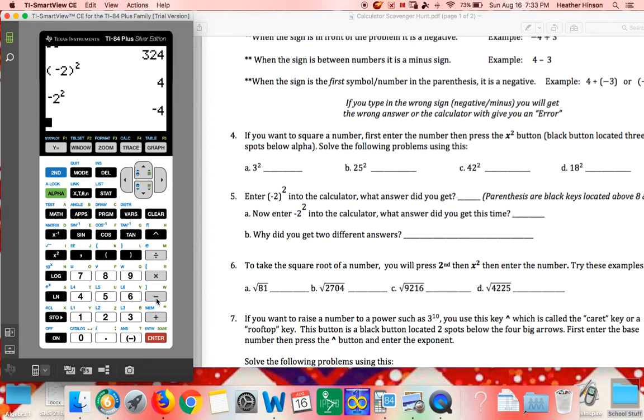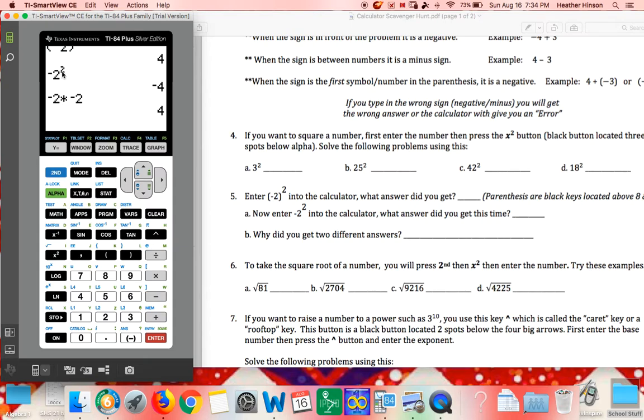The reason that is because those parentheses are grouping your -2. That's a -2 squared, so it's -2 times another -2. Negative times negative is positive, it cancels out and leaves you with 4. The second one doesn't have parentheses.